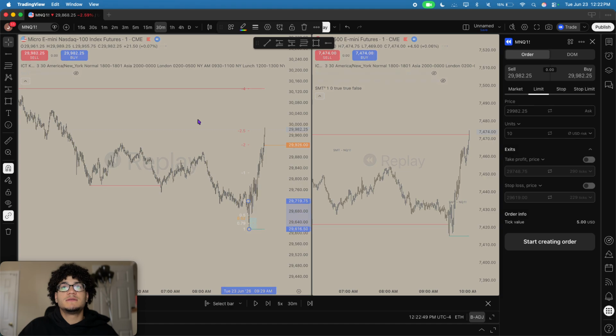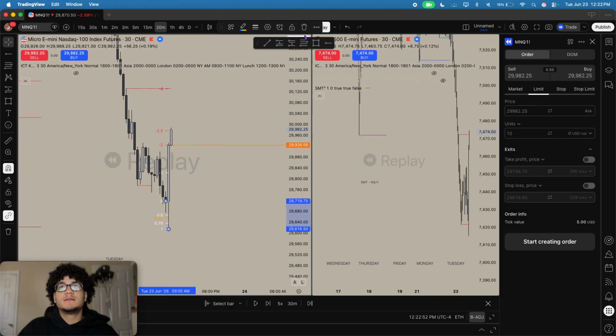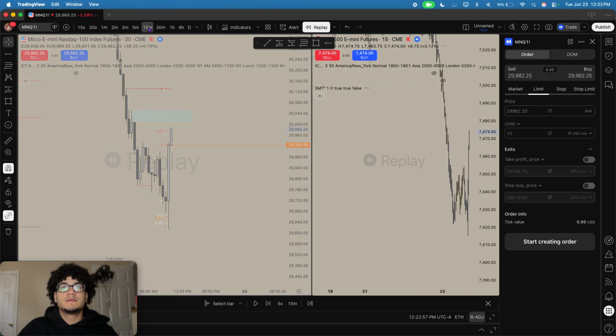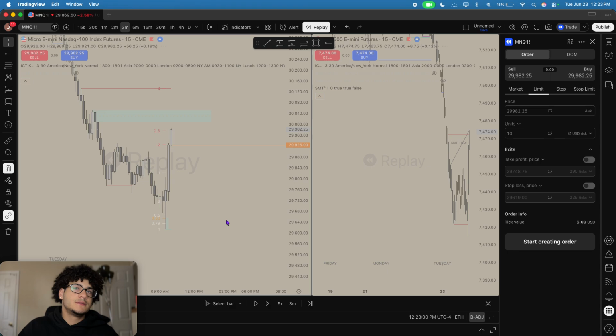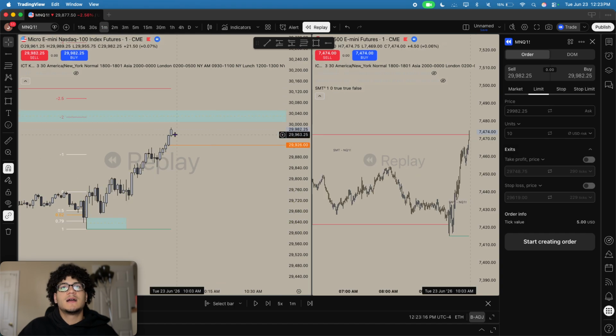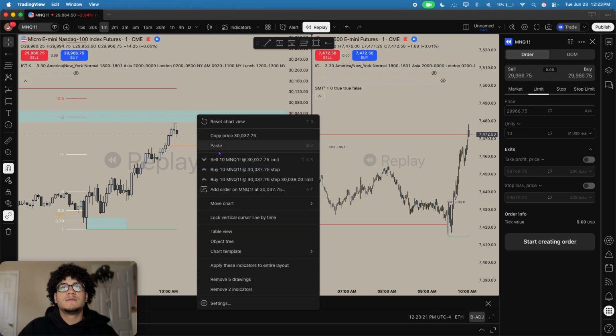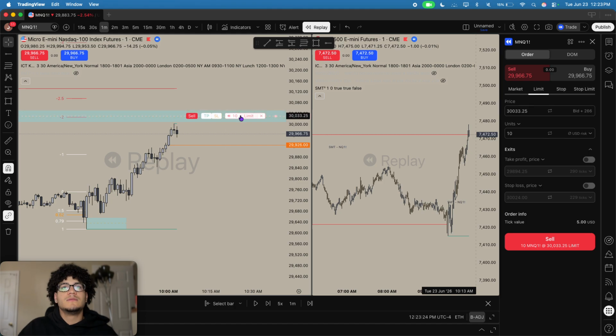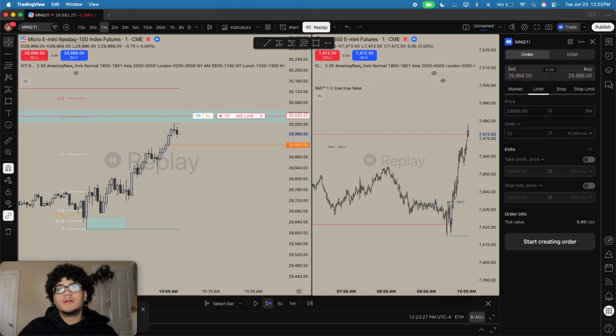This is a nice expansion. What do we look for to stack with that? 30-minute rejection block. Right? Money. Take the 3-minute deviation. And what does that align with? Exactly. Right here. I call this level out right here at 10:03. Boom. I say put a sell at 30.033.